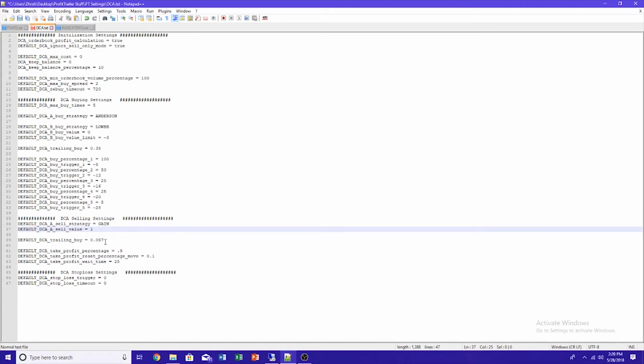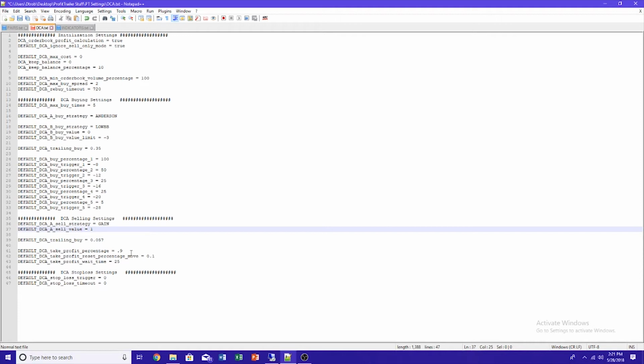We have a small trail here of 0.057. Anything above 1% is great. But then we see this default DCA take profit again. This is just like the take profit in the pairs file. I have this set to 0.9, because if it's at 0.9 and it's just going to get it out of my DCA log, I'm happy with that. If the coin doesn't move by 0.1 within 25 minutes, it's just going to take profit on that. So that's just another safety net to get things out of the DCA log.